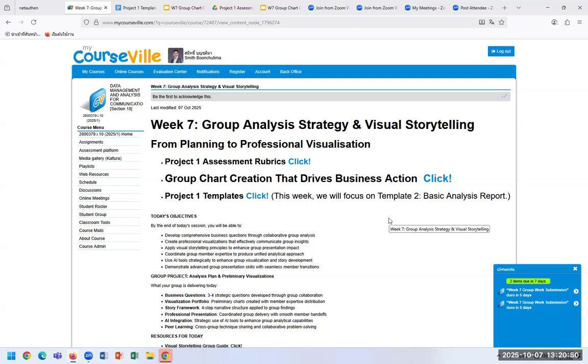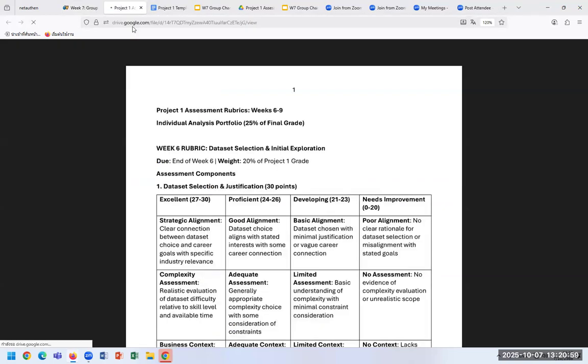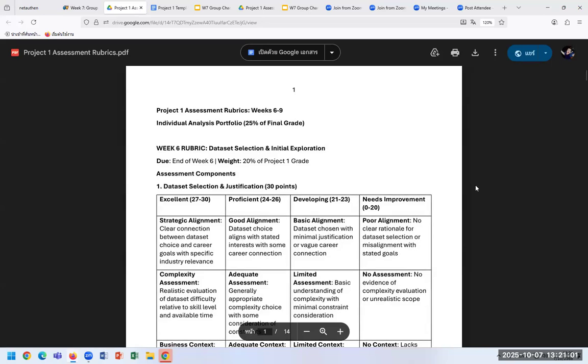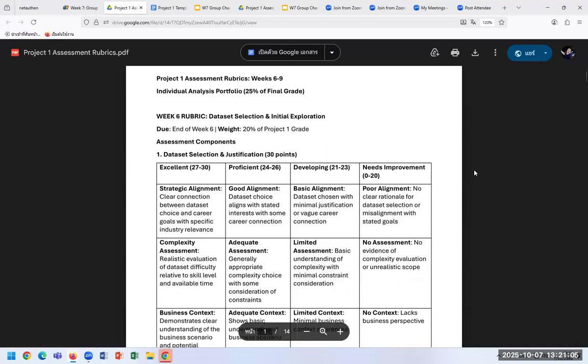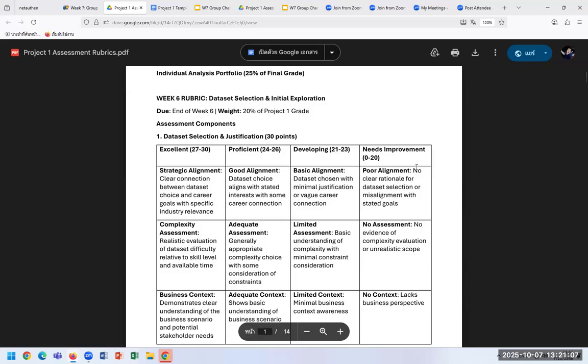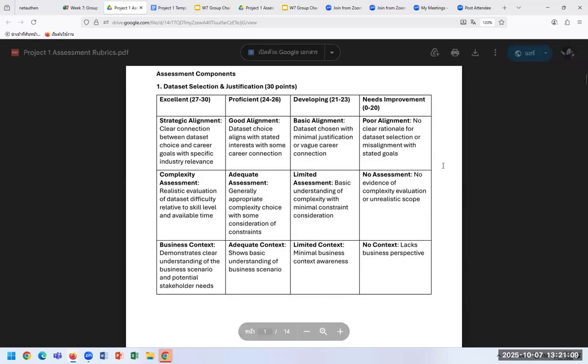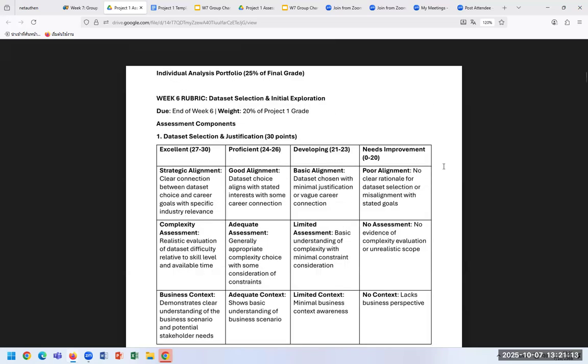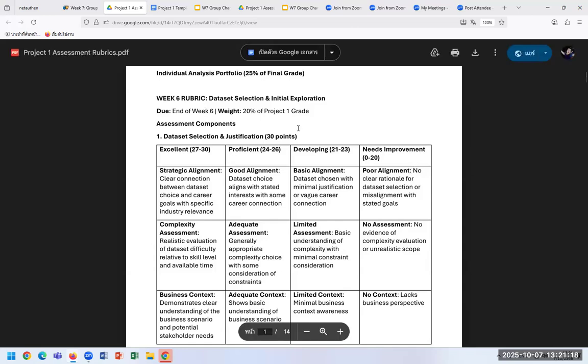Okay, and on my first view, I would like to tell you that we have got the project number 1 assessment rubrics, which means the assessment scorecard. So if you would like to get a full mark, make sure that you focus on the band that's called proficiency. And there are some descriptions of how to achieve the proficient level in that particular aspect.